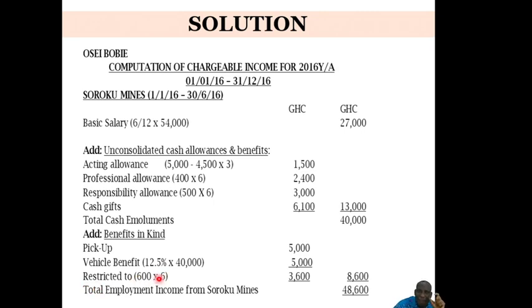Because under vehicle benefit, under no circumstance should the calculation be more than what? The restricted figure. So the figure there is 5,000 plus 3,600. And that will give you 8,600 for the vehicle benefit, the benefit in kind. And then when you add, you get 48,600 for his employment income from Soroku Mines.